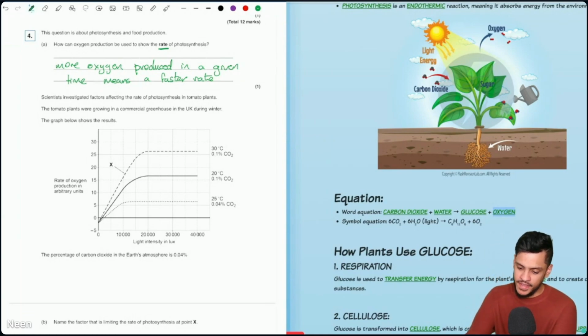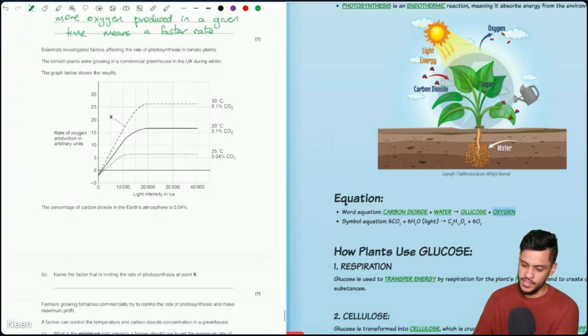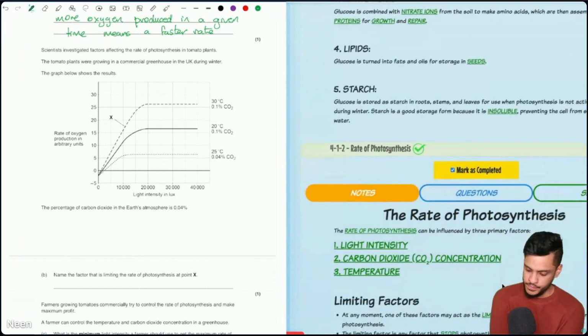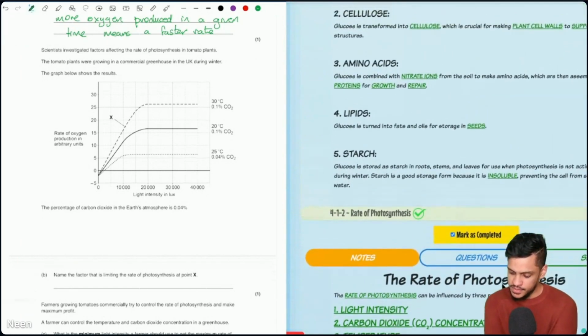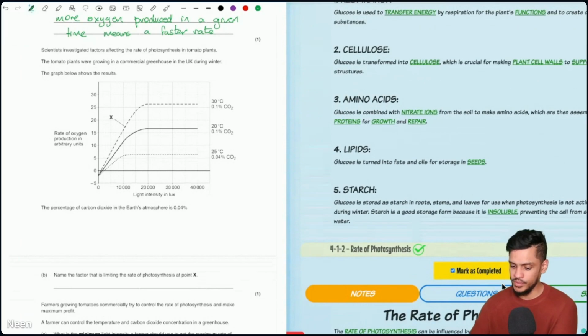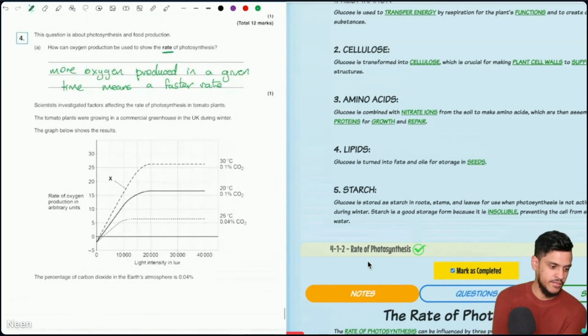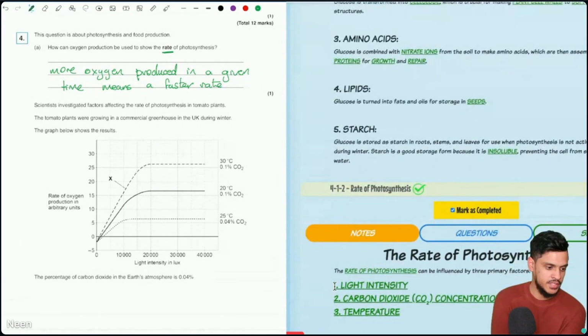Scientists investigated factors affecting the rate of photosynthesis in tomato plants. They were growing in a commercial greenhouse in the UK during winter. Okay, so we've got 3 graphs here. This is all to do with the rate of photosynthesis and limiting factors. Name the factor that is limiting the rate of photosynthesis at point X. What do you guys think? I bet you there'll be loads of wrong answers here. There's only 3 factors that affect photosynthesis. Light intensity, carbon dioxide, temperature. There's 3 that you need to know anyway.